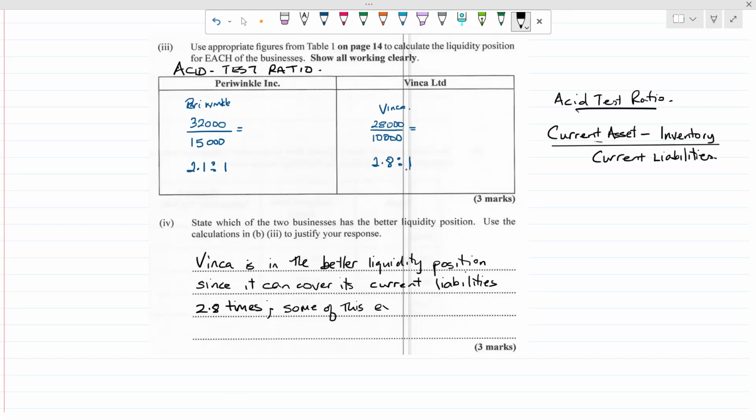some of this extra liquidity can be used in expanding or improving the business.